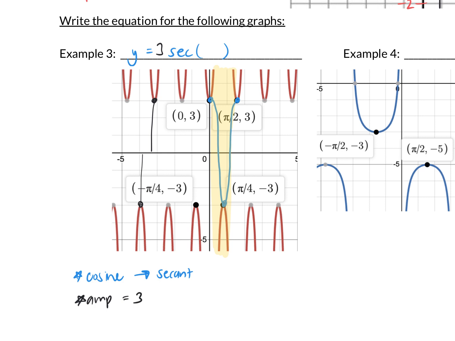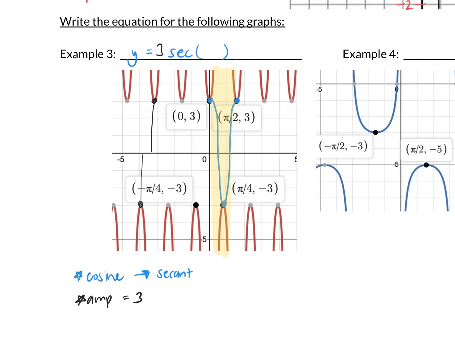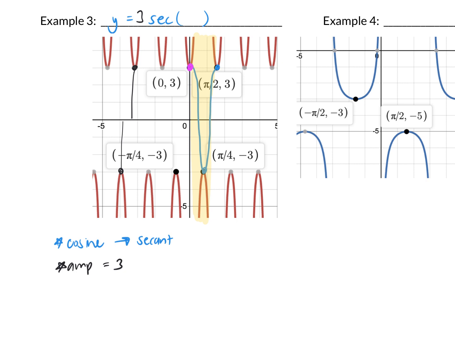And then the only other thing that changed is my period length. My period length goes from 0 and it ends at what x value? Pi over 2, right? So if I go from 0 to pi over 2, that means my period length is pi over 2. So I need to set up this formula: 2 pi over b is equal to pi over 2, and we need to solve this. If I cross multiply, I get 4 pi is equal to b times pi, which means that b is equal to 4.